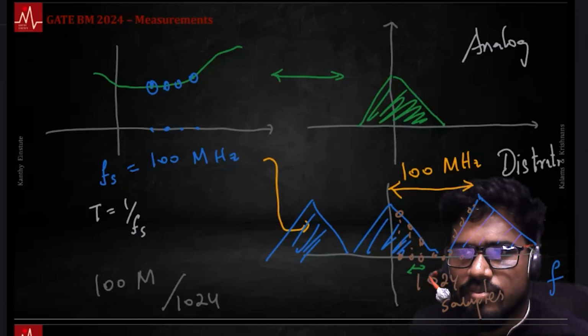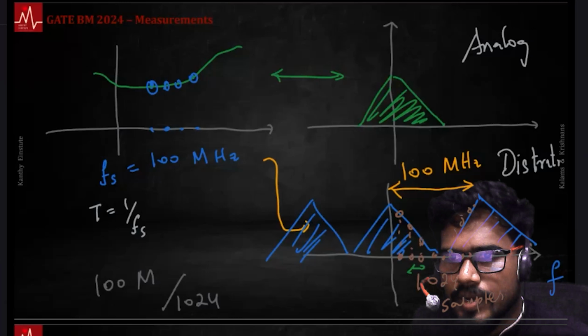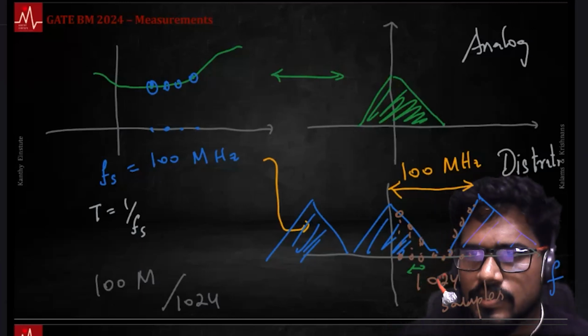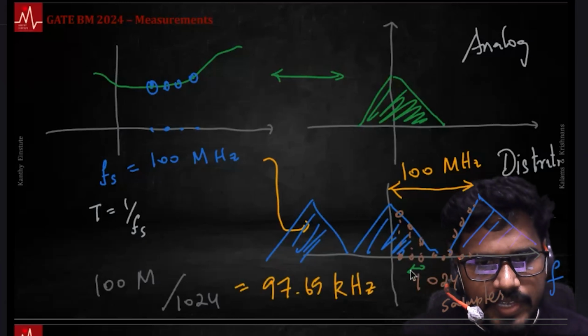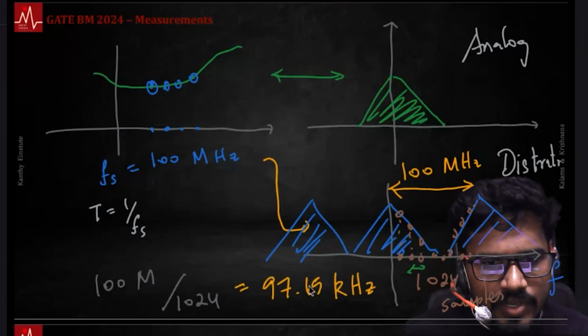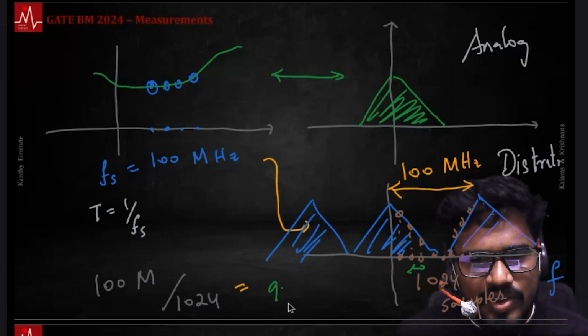Roughly, that is 100 into 1000 by 1024. So this is 97.6 kilohertz. This is the gap between the samples. Let me also, for consistency, give this up. Great. This is somewhat involved.